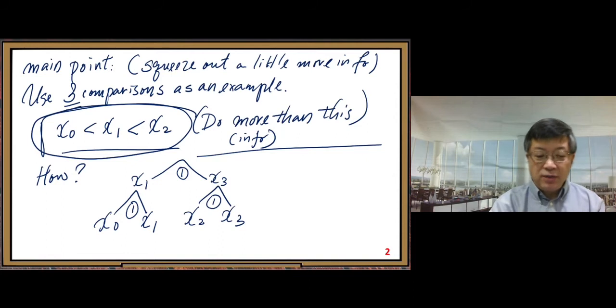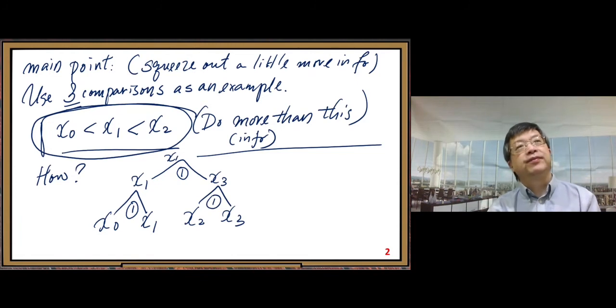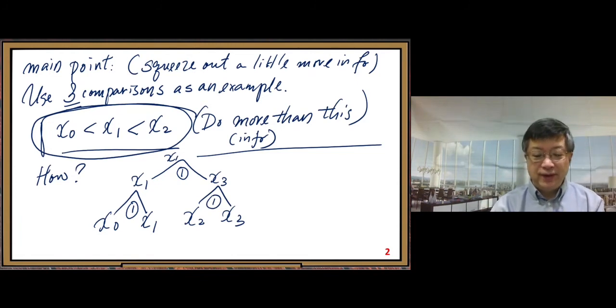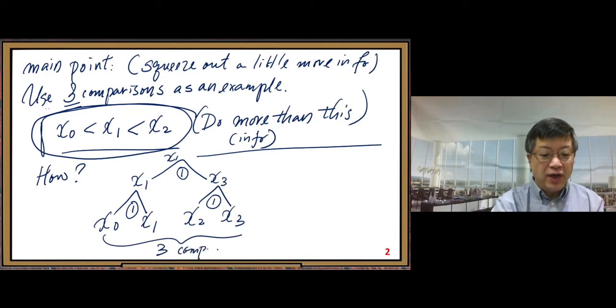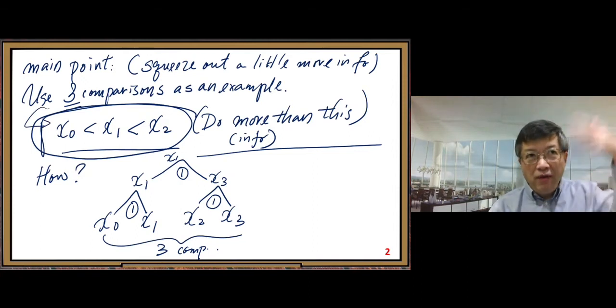Yeah. So you can see, suppose X1 is the winner. Okay. All right. So now look at this. Here we just use 3 comparisons, right? Yeah, 3 comparisons, the same as the one we use here, but look at here. How much information do we get? We get more than before.